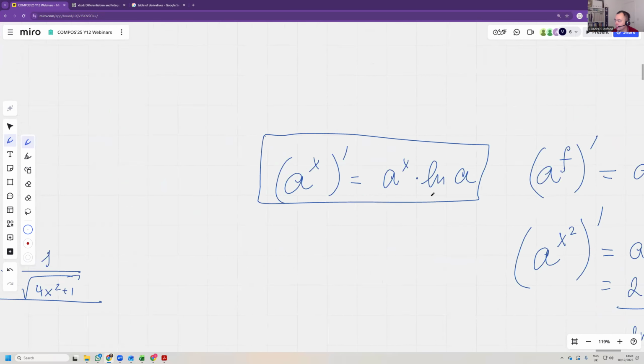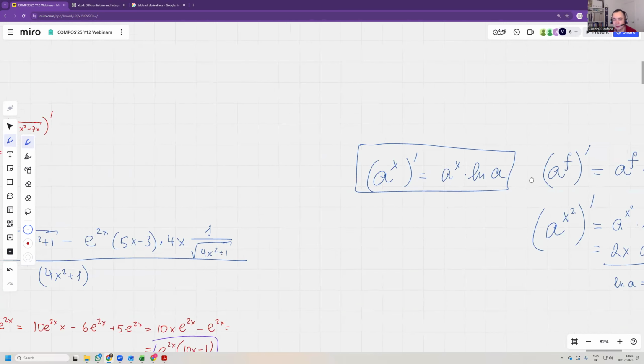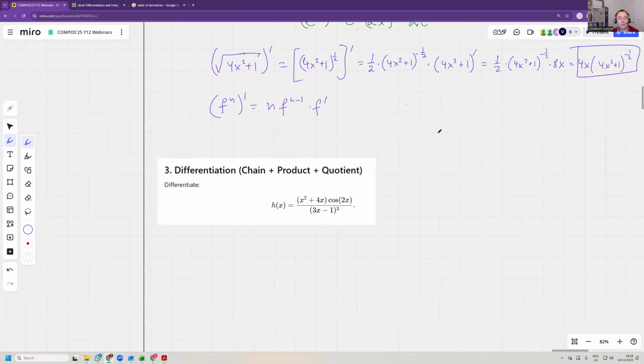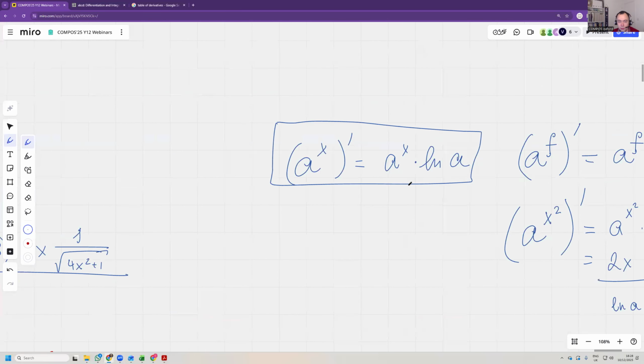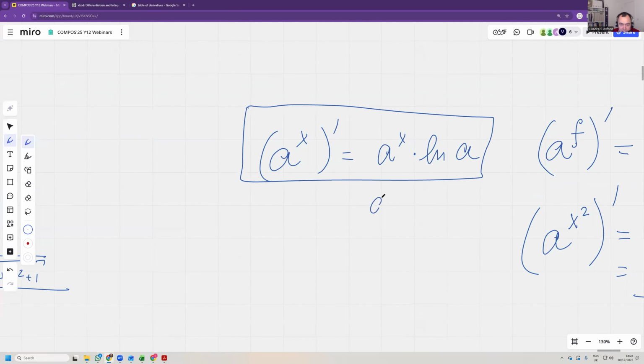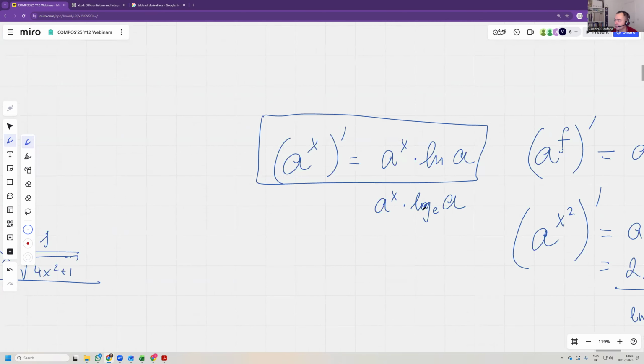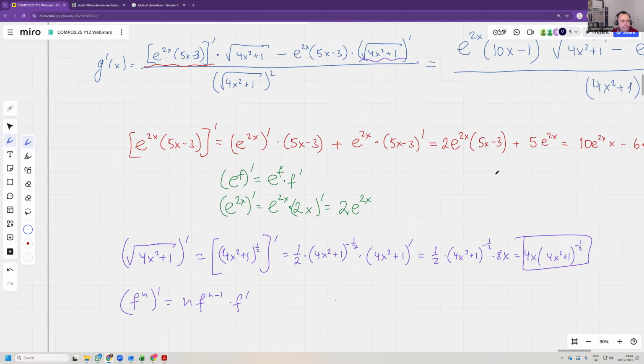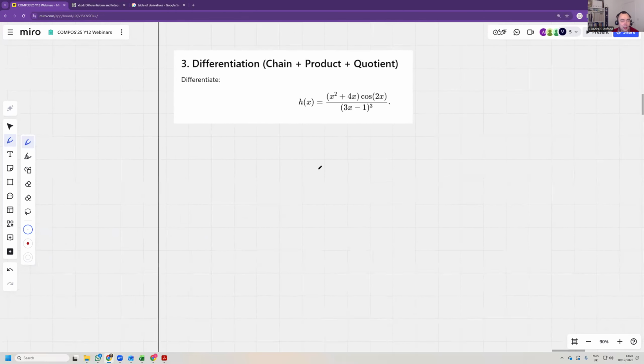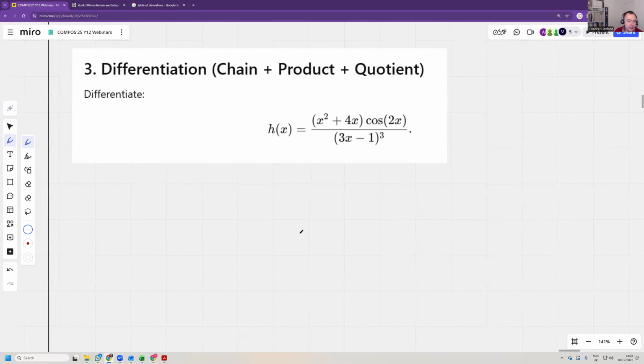It should be log to base e. You could write it as a to the power x multiplied by log e a, like this. People don't normally write it like this. Okay, let's do this. So now we have, well, same idea.